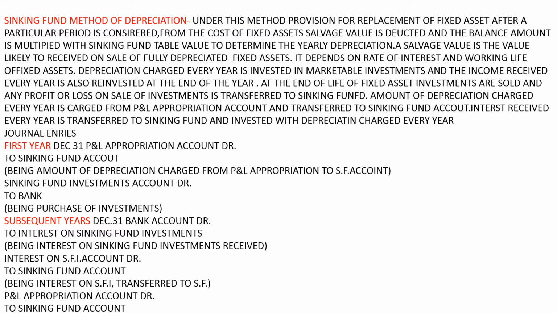First year, at the end of the year, profit and loss preparation account debit to sinking fund, being amount of depreciation charged from profit and loss preparation account transferred to sinking fund account. Then the next is sinking fund investments account debit to bank, being purchase of investment. So in the first year, at the end of the year, you have to pass two entries only.